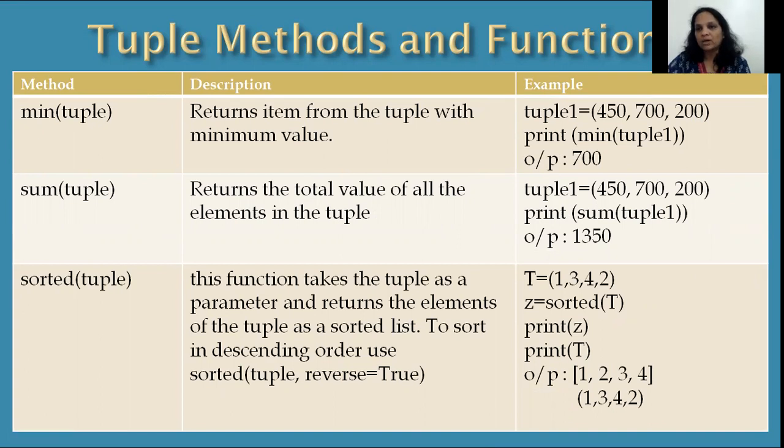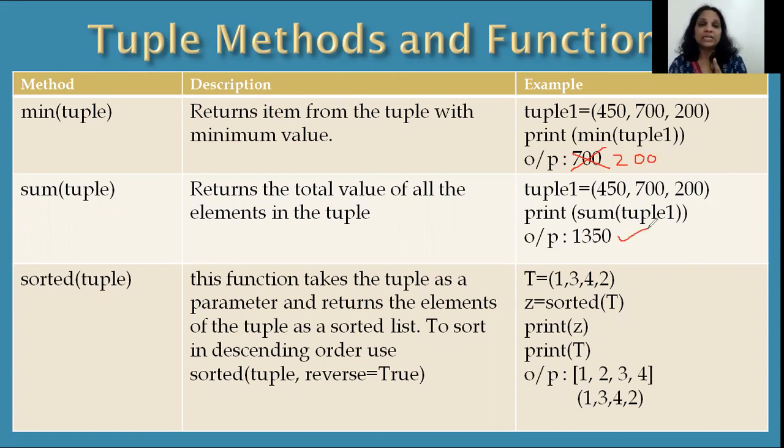Oh, I have made a mistake here. I would want to correct it. It's not 700. It's 200. I think I just copied it from the previous slide and forgot to change. Okay, so min is going to give you the lowest value. Now, what would sum do? Sum would give you the total value. That means add up 450 plus 700 plus 200. And in this scenario, it gives me 1350.